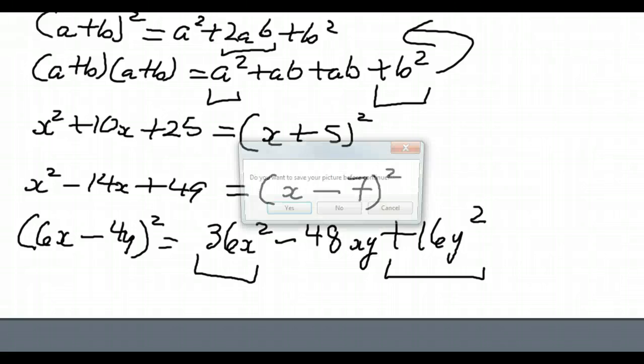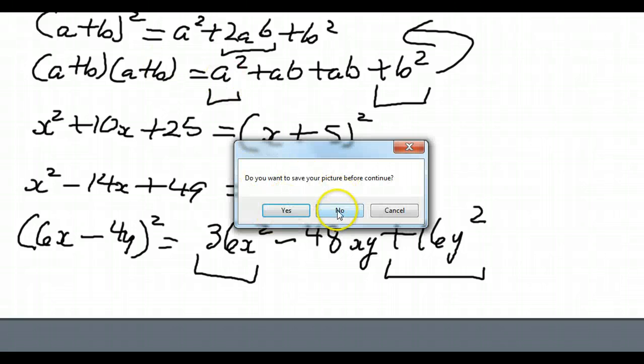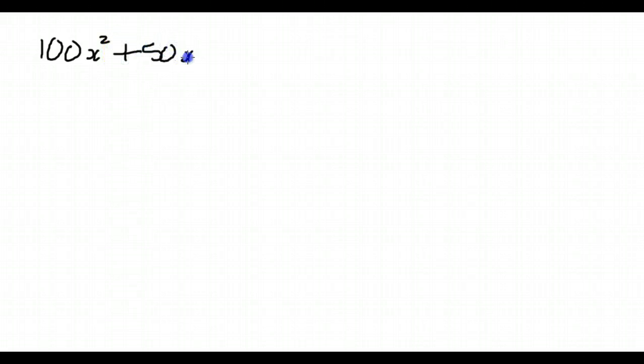Okay, let's try another one. Do I want to save the picture? No, I don't. So let's give you one that's fully done. So how about 100x squared, and I'm going to make this up, plus 50x plus 25. Square root of this, 10x.